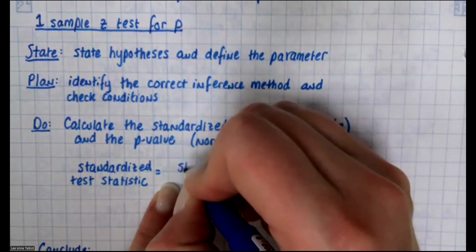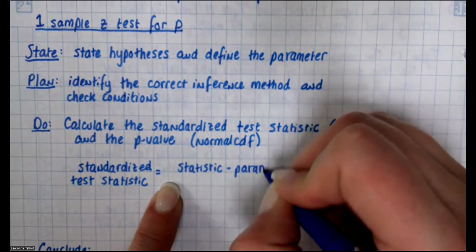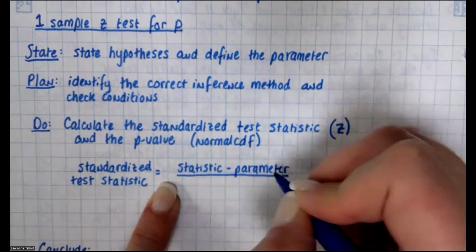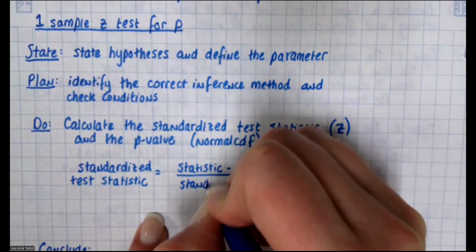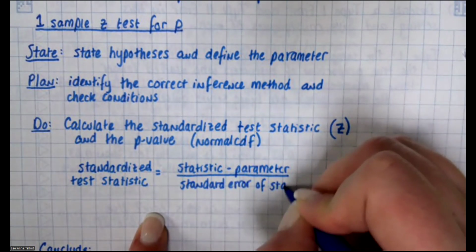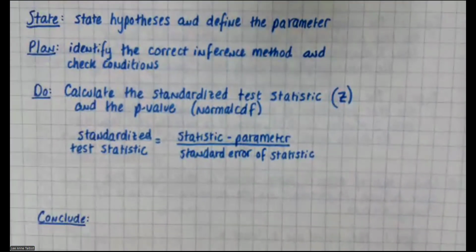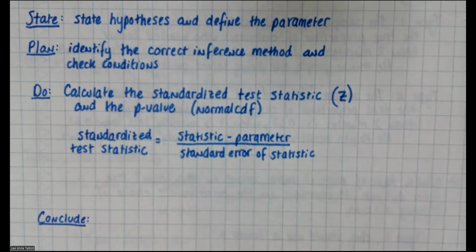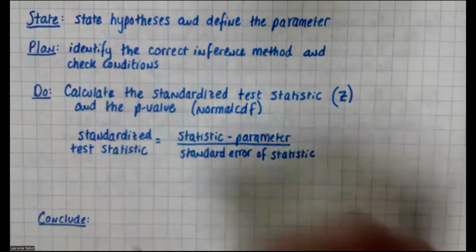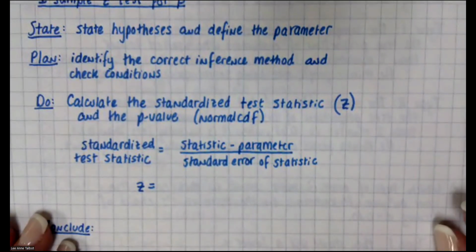So this says statistic minus parameter over standard error of statistic, except this is kind of a lie. Okay. I'm going to explain to you about the lie. Since this is a one sample Z test, our standardized test statistic is going to be Z. Z equals.